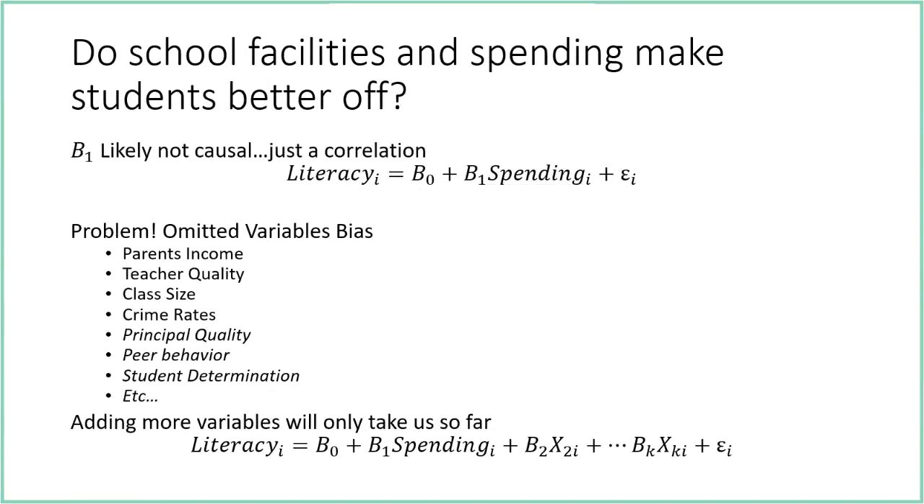Maybe it's that there's better teachers in the places with more school spending, or that they have smaller class sizes, or that the crime rates are lower, and so students have more ability to focus on school. Maybe you could control for those things in your model, but then there's also, I guarantee you, going to be other things that are correlated with school spending, like the quality of the principal or the determination of the students, that will be really hard to measure quantifiably. So just saying, oh, let's just add in some more control variables, you're never going to get totally around omitted variables bias in this case.